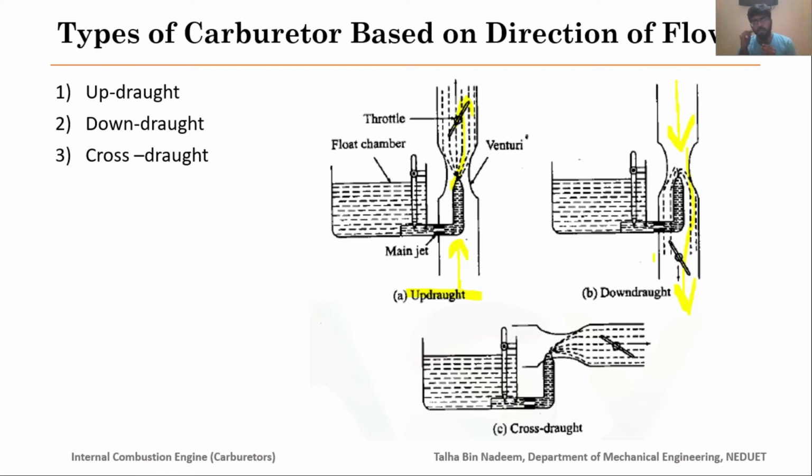And then we have this cross draft carburetor. Here you can see air is traveling from the left side to the right side and it is taking fuel along with it. So we basically get the advantage that lesser pressure drops occur in the cross draft, and that is the advantage of the cross draft carburetors.